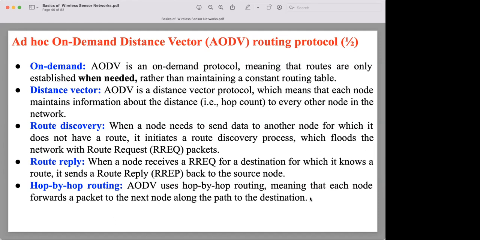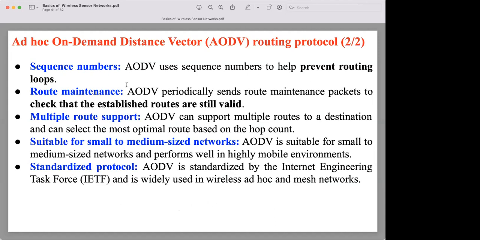So if I have the information, the path A to B, B to C, C to D, with the help of these two messages, and when we transmit this data, I have the path information, hop by hop information, that tells how we can transmit this data from this location to the next location. AODV routing protocols use the sequence number, which prevents the routing loop.